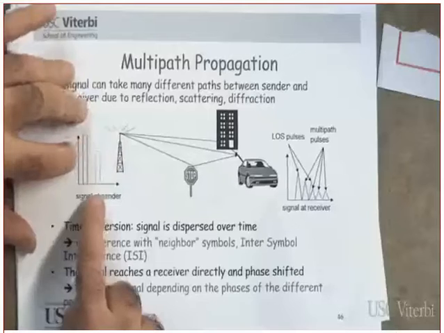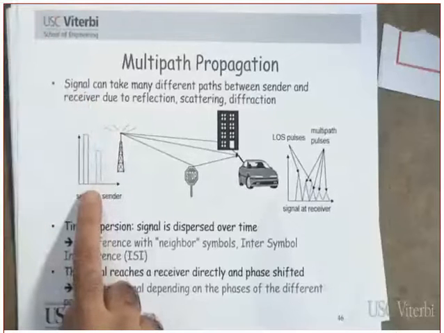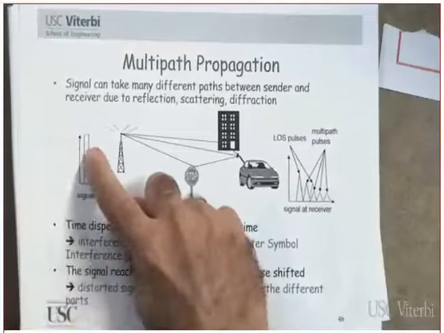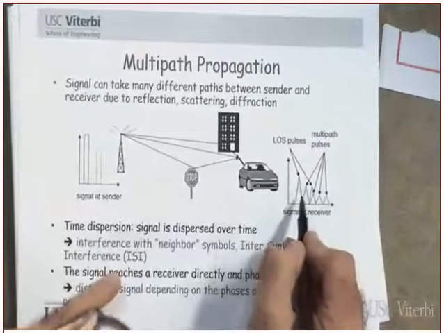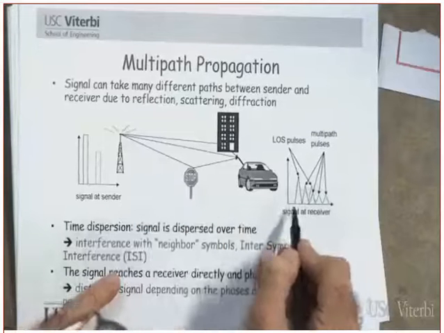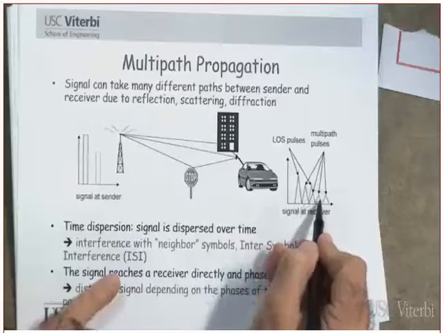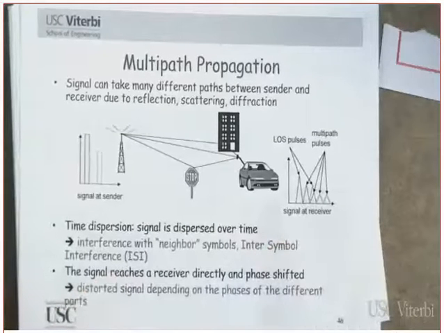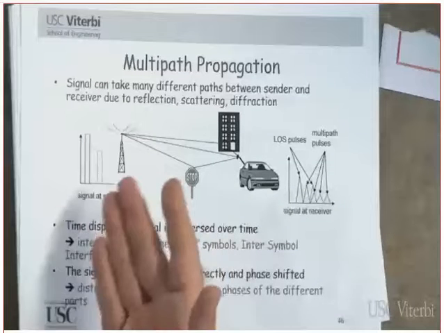This is a base station. How many pulses is he sending? He is sending 2 pulses. Look at this. This one was received here, here, here, maybe here. This one is received here, here, here. Are they going to interfere with each other? They are going to interfere with each other. This is the same transmission, by the way.